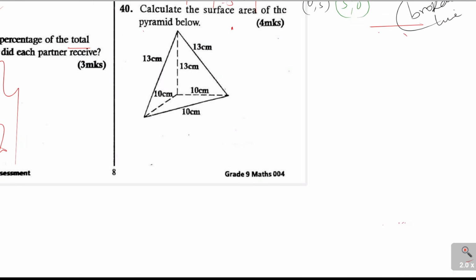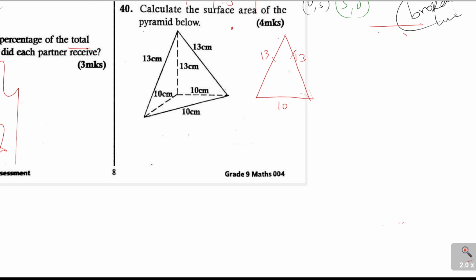So question 40. Calculate the surface area of the pyramid below. So look at that pyramid. It has 3 triangular slanting faces. It has got 4 faces in total, 3 slanting and 1 bottom, and all of them are triangular in shape. So for example, if I extract one, because I can see they are all similar, one that has sides 13, 13, and then it has got 10. And all the slanting faces are like that, 13, 13, and the base is 10.